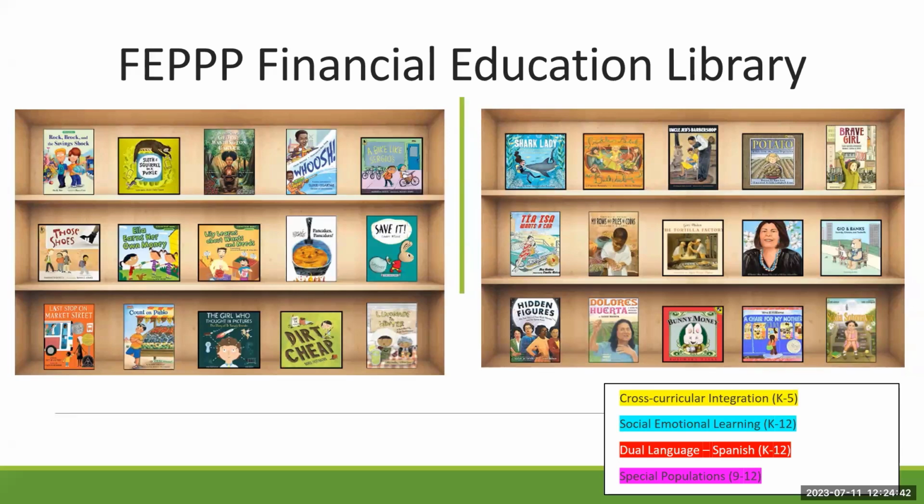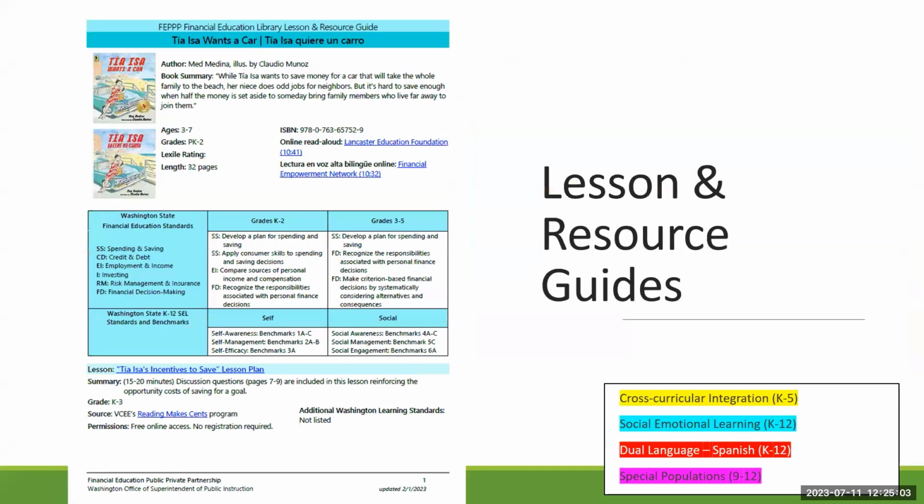What makes it different? First is accessibility and equity. We really wanted to make sure that you did not have to have this book in front of you to teach the lesson. This is a digital resource, by the way, so you'll get the link to this digital PDF at the end of this. When you click on one cover, for example Tia Isa Wants a Car, this would come up. And this is our lesson and resource guide. Every single one of these books has a lesson and resource guide.